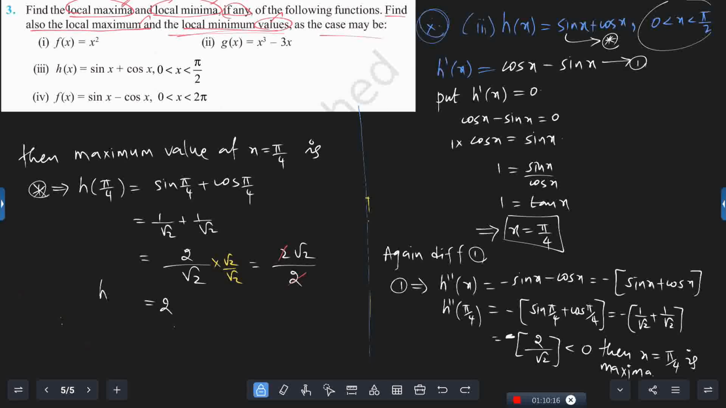Root 2 is our maximum value. That's it. Again I am telling, the third question is very important.